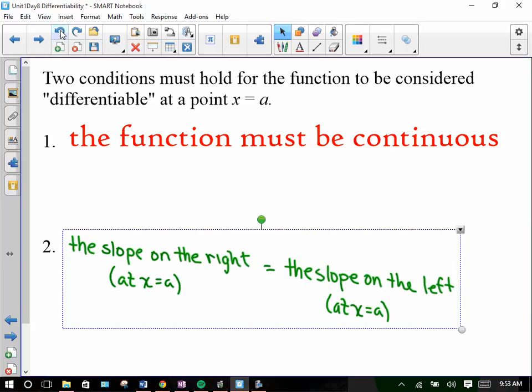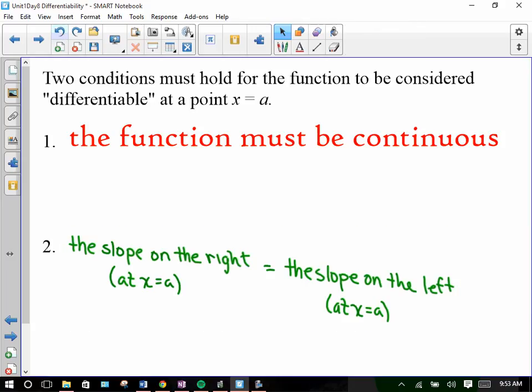Slope, and how do we find the slope at x equals a? The derivative. So we're going to be comparing the values of the derivatives on the right-hand side and the left-hand side. Alright, everyone have that?